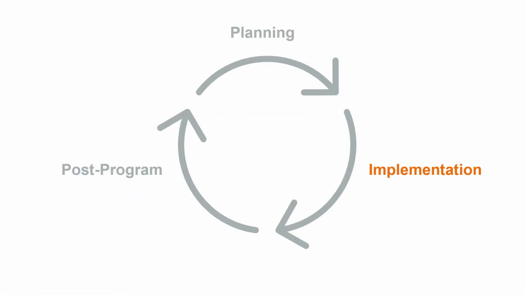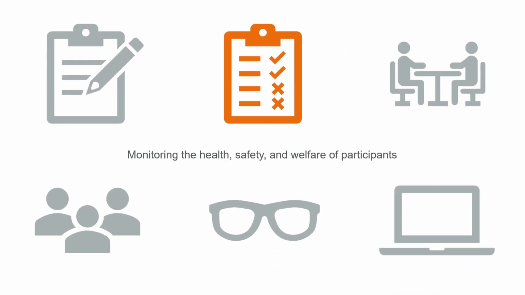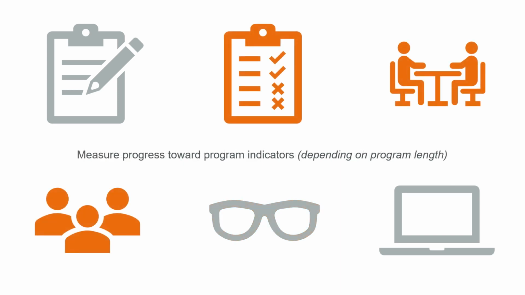Now, let's take a look at program implementation. An important part of program implementation is often monitoring the health, safety, and wellness of participants, which is commonly done through surveys. But we may also want to take a look at whether the program is being implemented according to its design, which we can do through observation. Depending on the length of the program, for instance, a full academic year program, you may want to consider measuring progress toward your program indicators at the program's midway point.